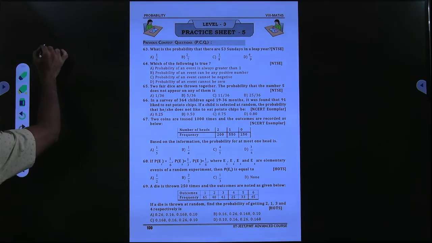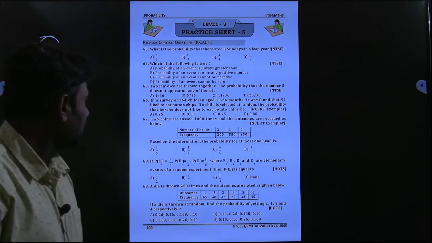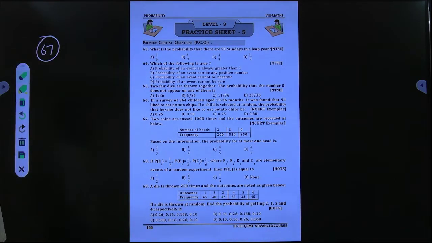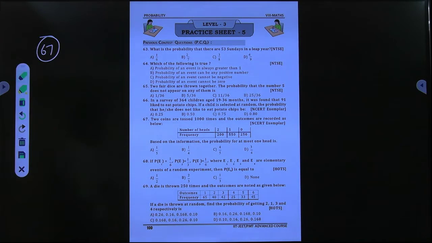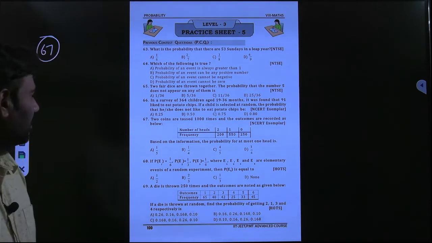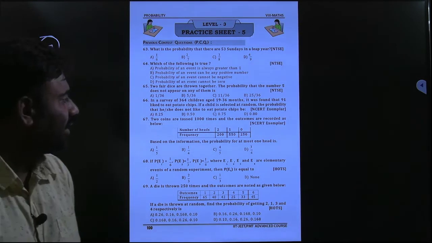Question number 67. Two coins are tossed 1000 times and the outcomes are recorded as below. Frequency of two heads is 200. Frequency of one head is 550. Frequency of zero heads is 250. Zero heads means no heads. Based on this information, the probability for at most one head is dash.